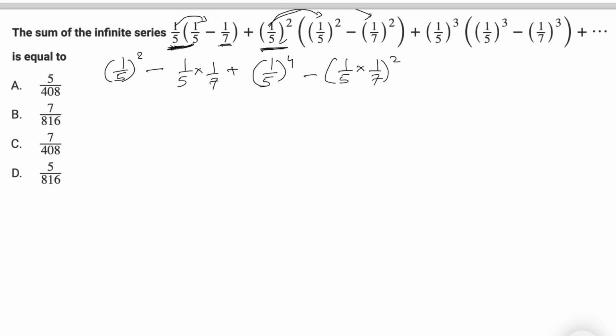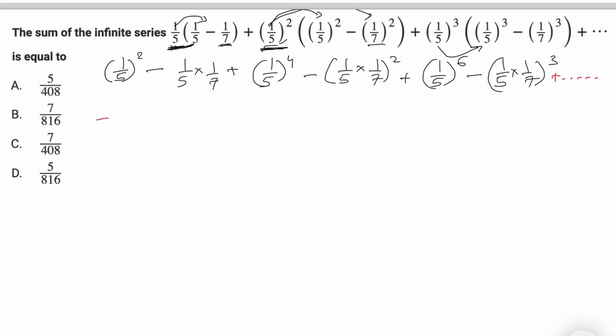a raised to m into b raised to m is (a into b) the whole raised to m, right? Plus 1/5³ into 1/5³ minus 1/7³. When this gets multiplied by 1/5³ inside, 1/5³ into 1/5³ becomes 1/5 the whole raised to 6, minus 1/5³ into 1/7³, which will be (1/5 into 1/7) the whole cube. And this continues for infinite terms.